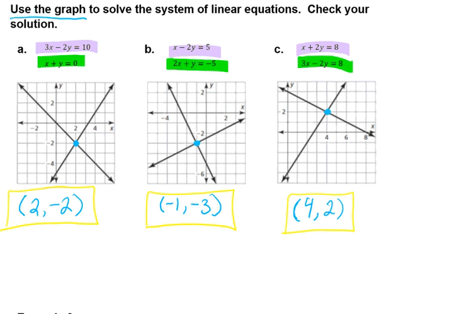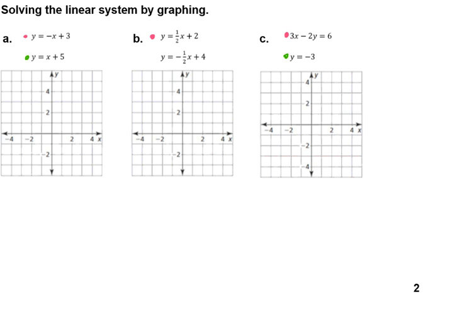So how do you solve a system of linear equations graphically when it doesn't give you the graph? We're going to look at that next. So here we've got 3 different examples. In this one, we have both of the equations, but no graph.